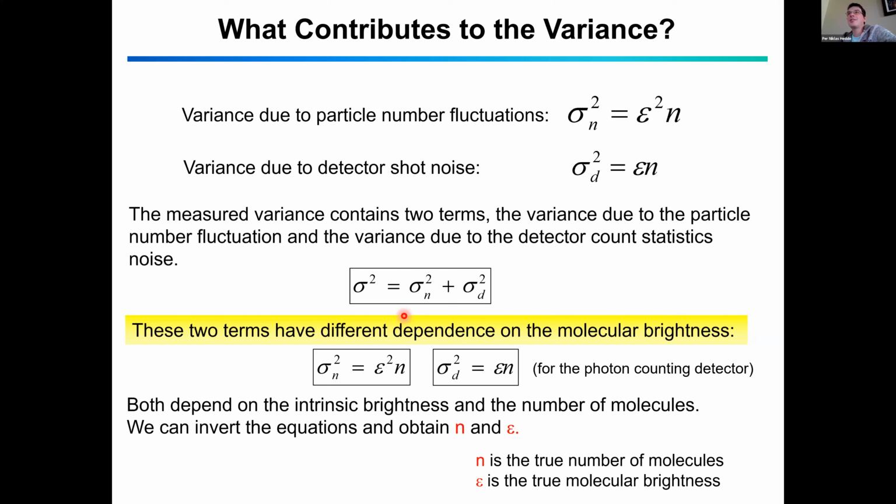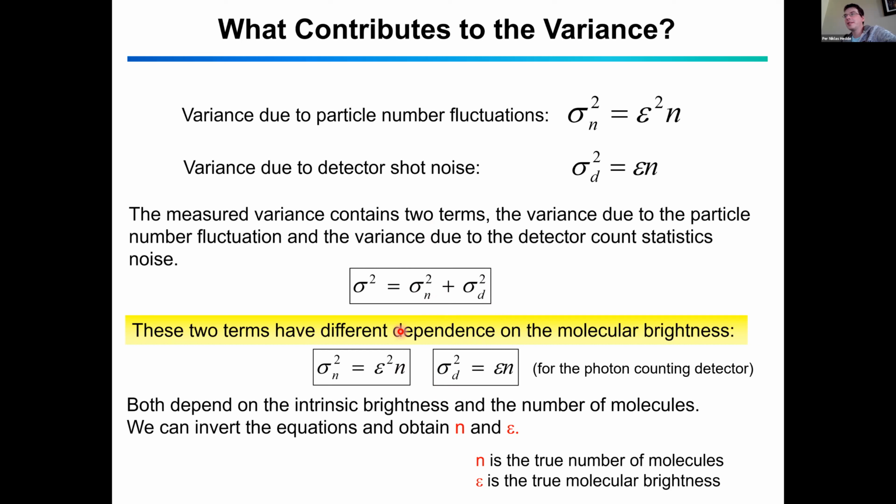But then there are other variations, and the simplest one is the variance due to the detector shot noise. We're detecting single photons, so there's always going to be some shot noise. And so the variance of that is equal to the brightness epsilon times the number. So it scales differently in terms of brightness. So we can put the two together. So the combined variance is the variance introduced by the number fluctuations of the molecules and the variance introduced by the detector noise.